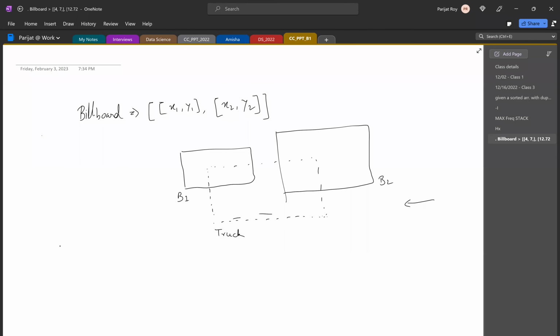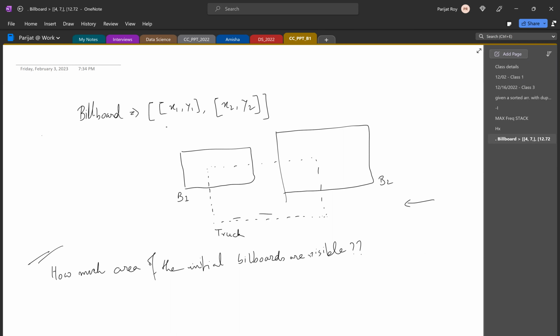We have to figure out, when the truck comes in, how much area of the initial billboards is visible. So how much area of the initial billboards is visible? Okay, this is the problem statement.